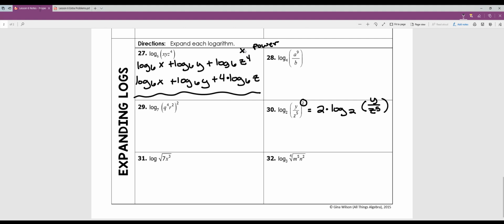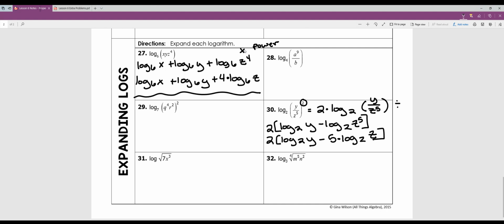Now I have a quotient, so I can use my quotient rule to expand this out. And remember, when I use my quotient rule, I subtract my logs. So I'm going to leave this 2 on the outside, and I'm going to have log base 2 of y minus log base 2 of z to the fifth. And there's one more thing that I can do here. That z to the fifth power, I can use my power rule again to expand that out. And so I'll have 2 times log base 2 of y minus 5 times log base 2 of z.